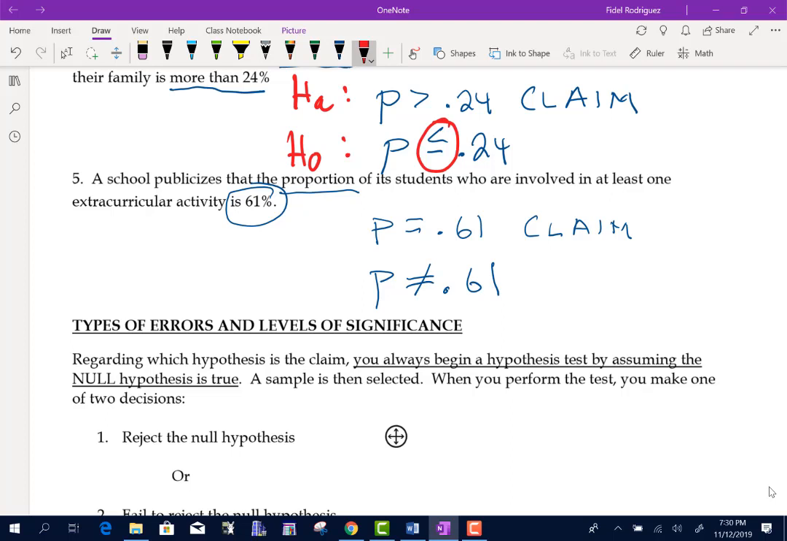Y'all know which is the null? The top one because it has the equal to, so this is going to be our null hypothesis, and this is going to be our alternate hypothesis, right? So far we're doing okay? Good, good. Okay.